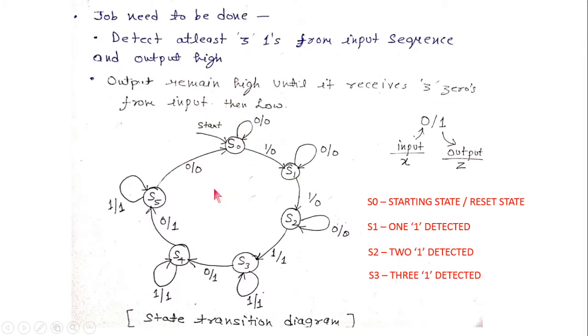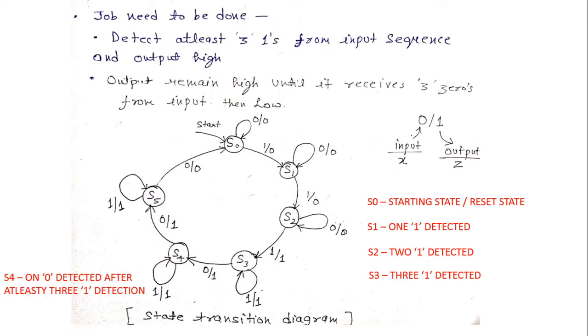What is the reset state? It is S0. So as we get 0 as an input, it will go to the next state S4 and the output will remain high. So what is state 4? Sorry, it is 1 zero detected after at least 3 ones detected. Previously we have detected at least 3 ones, it may be more than 3, but at least 3, then we got this single 0. So state 4 represents that.